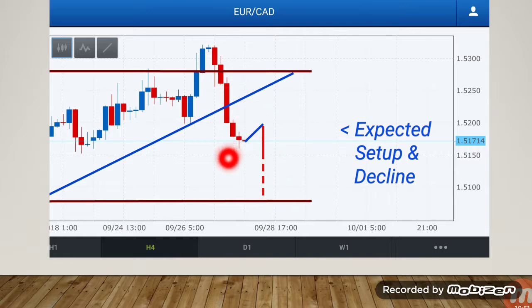So this is what we're going to be looking out for. We're going to be looking out for the market to pull back a little bit and then provide us with a strong entry setup to take advantage of this movement all the way down to the support boundary.